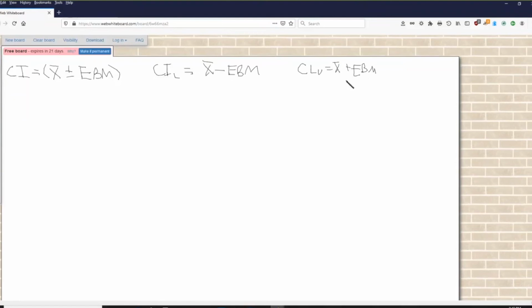So just using algebra, we can move these numbers around. If I wanted to solve for the mean, then I can just switch these sides and add the error bound of the mean to both sides, take the lower limit and add the error bound, and that's going to give me my x value. If I wanted to find the error bound of the mean, I could do just the opposite.